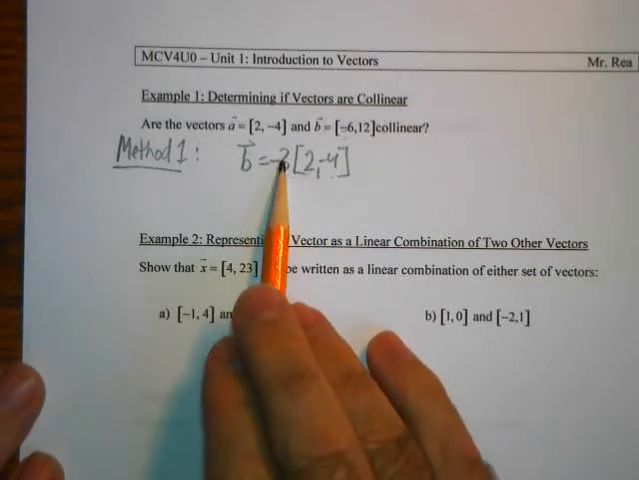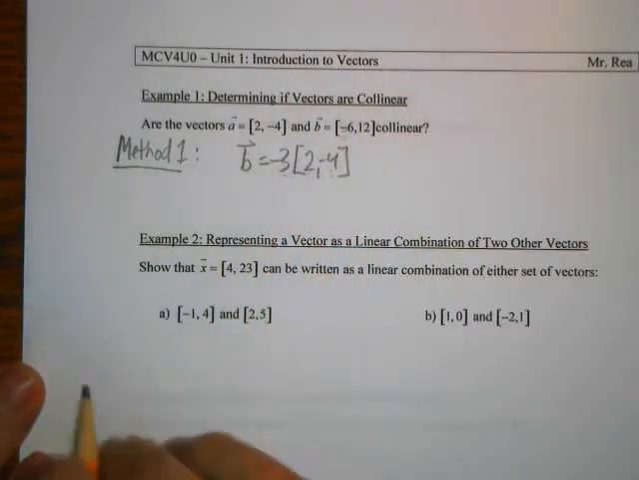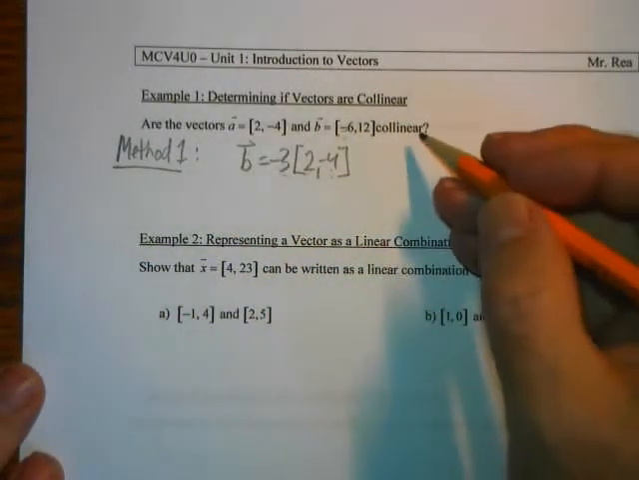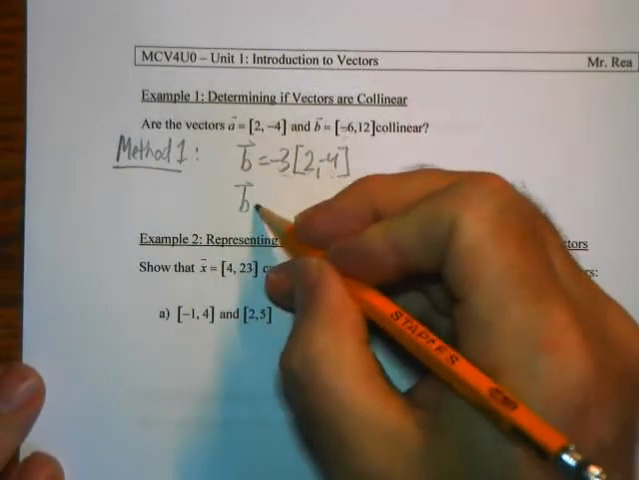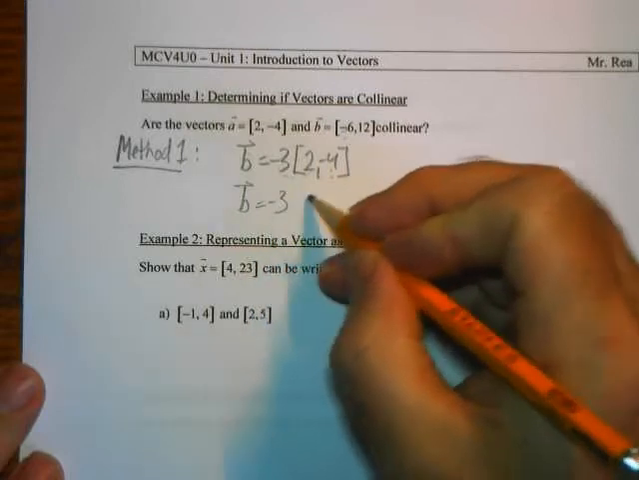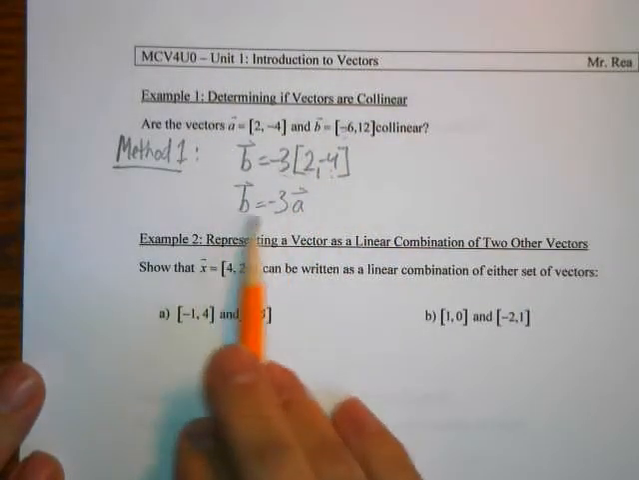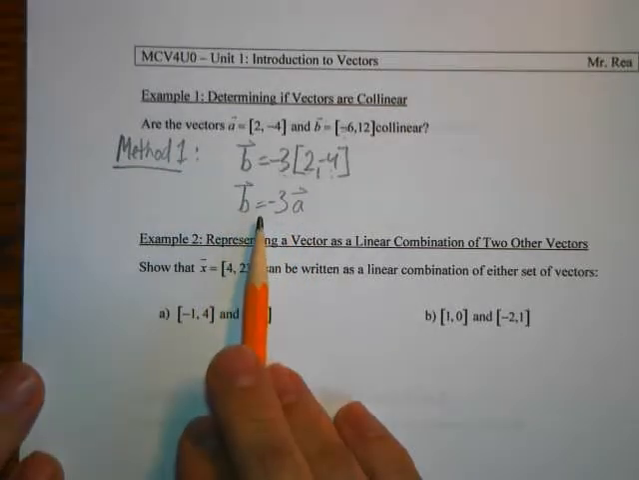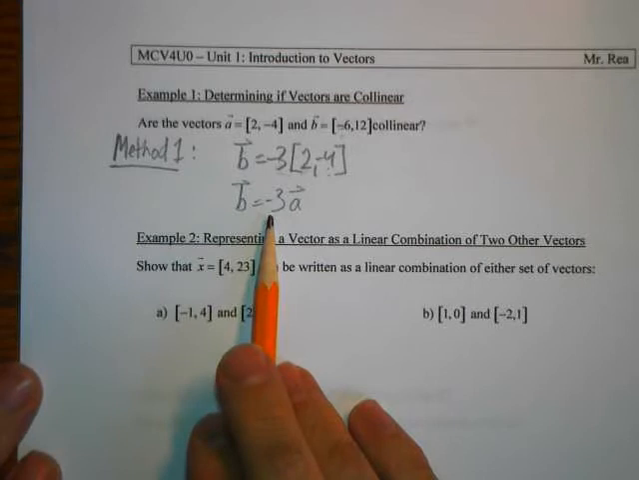So I try it out. That gives me +12, and yes, that gives me vector B. So now I can say that vector B is equal to -3 times vector A, and that is showing that B is a scalar multiple of A, which proves that they're collinear.